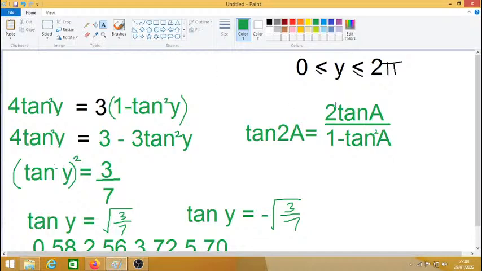And the key thing really was using that tan 2a formula to make sure that we don't have tan 2y in the equation, we just have tan y. Join me again for more on trig equations.